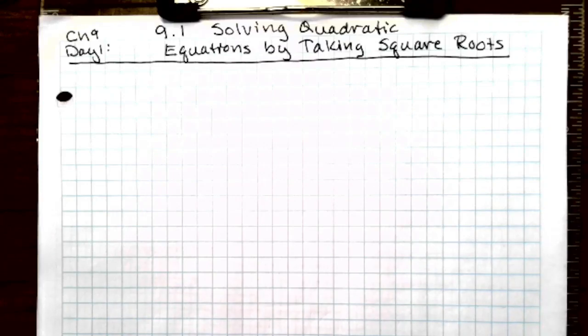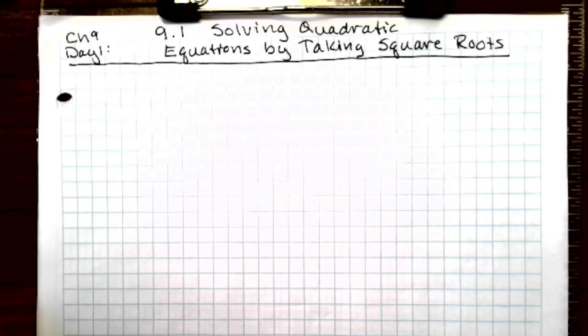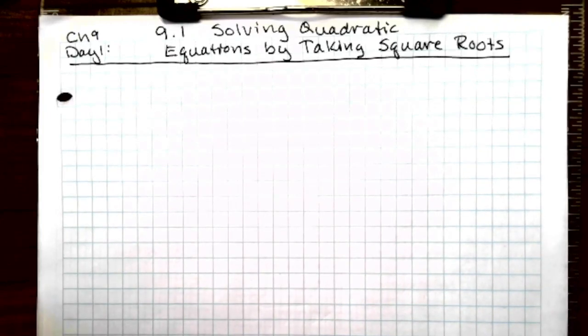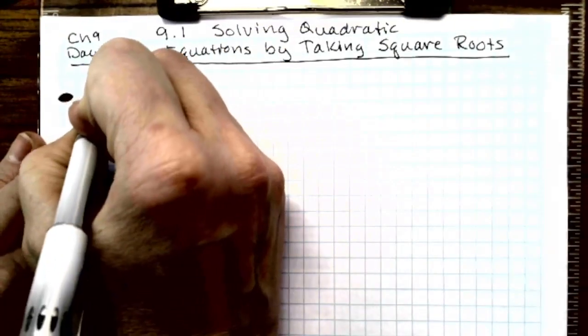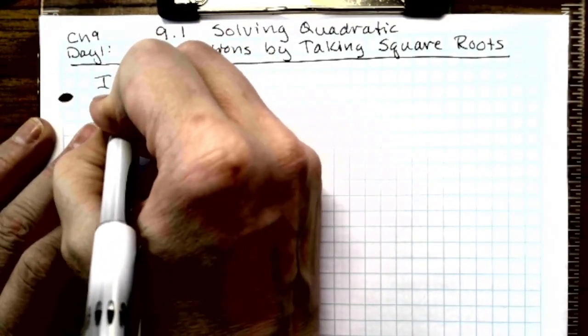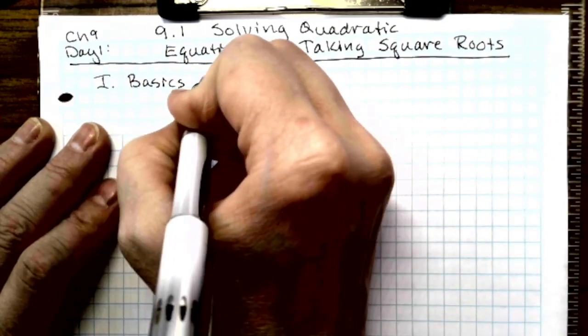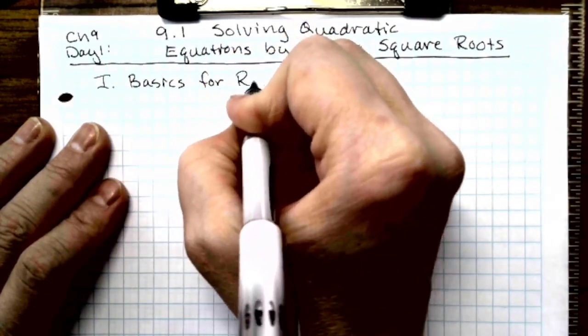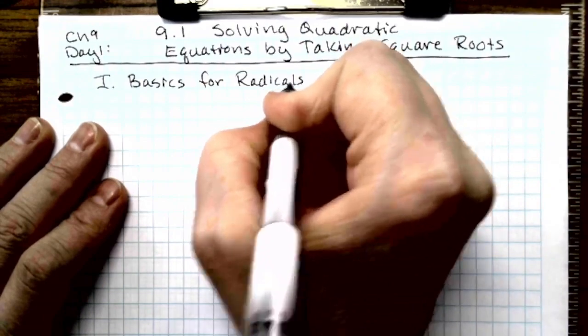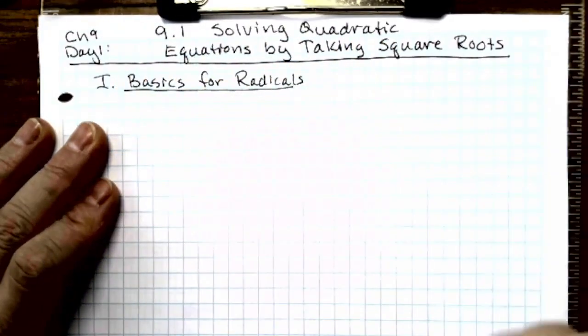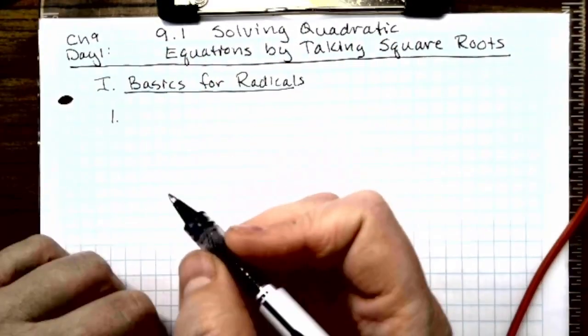Good morning. We are going to be doing the first section of Chapter 9, solving quadratic equations by taking square roots. Along with that, we're going to learn some vocabulary and review some of the rules that we have for simplifying radicals. Okay, so Roman numeral 1, what are the basics for radicals? The basics for radicals.